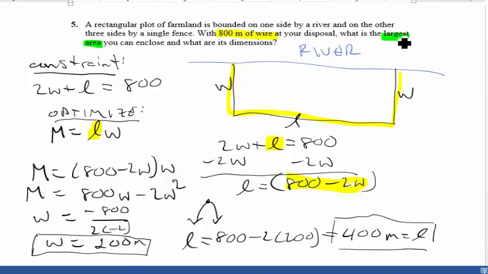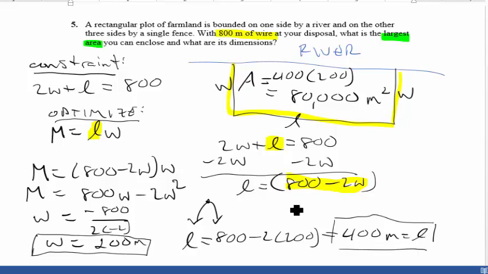And in this case, the difference is they actually asked us for the largest area and what are its dimensions. So we have the dimensions here. The length is 400 meters, the width is 200 meters, but the area is then just going to be our length times our width, which is 400 times 200, which is actually going to be 80,000. Oh, it's meters, sorry. It's not square feet. It's 80,000 square meters. Right? So we make length 400 meters, width 200 meters.